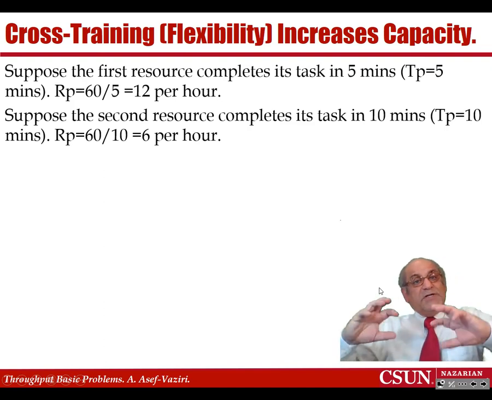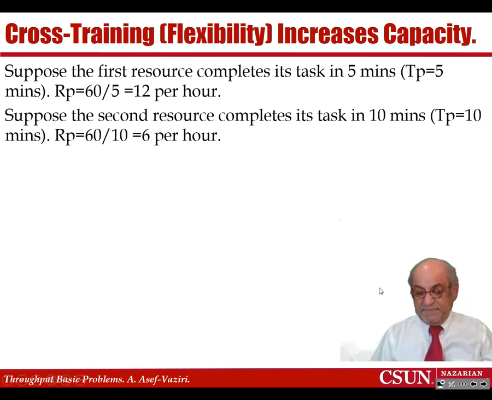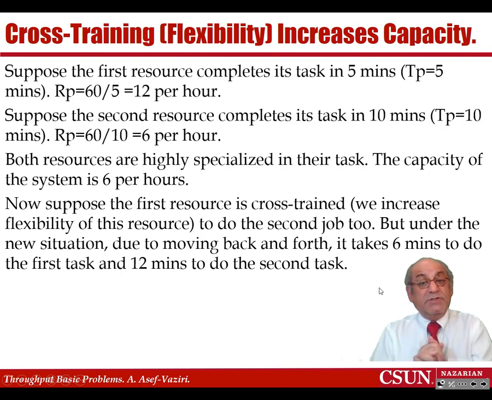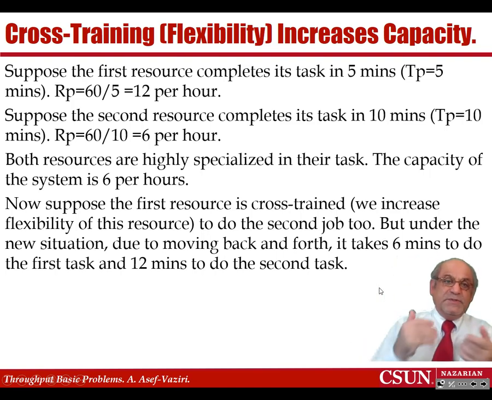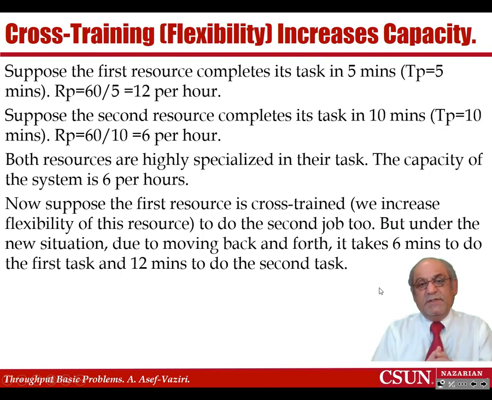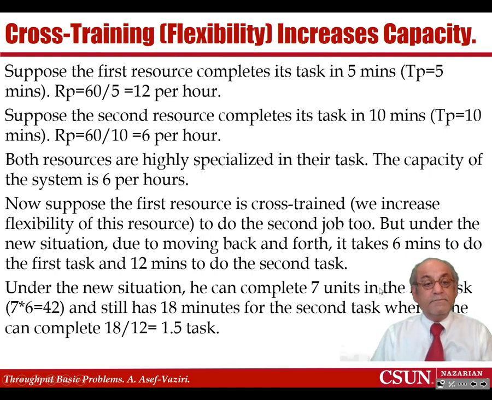Now suppose we cross-train these 2 people to be able to do each other's job. So the first resource in this situation can handle the second job too, but it will not be as effective as before, even on its own job, because it should go back and forth to the second job and come back. Suppose instead of 5 minutes, now this resource can do its task in 6 minutes, and can handle the task of the second resource not in 10 minutes but in 12 minutes. So under the new situation, he can complete 7 units in the first task, and that will take 42 minutes, and still has 18 minutes for the second task, where he can complete 1.5 tasks because he can do that task in 12 minutes. Or he can just enjoy 6 minutes of relaxed time.